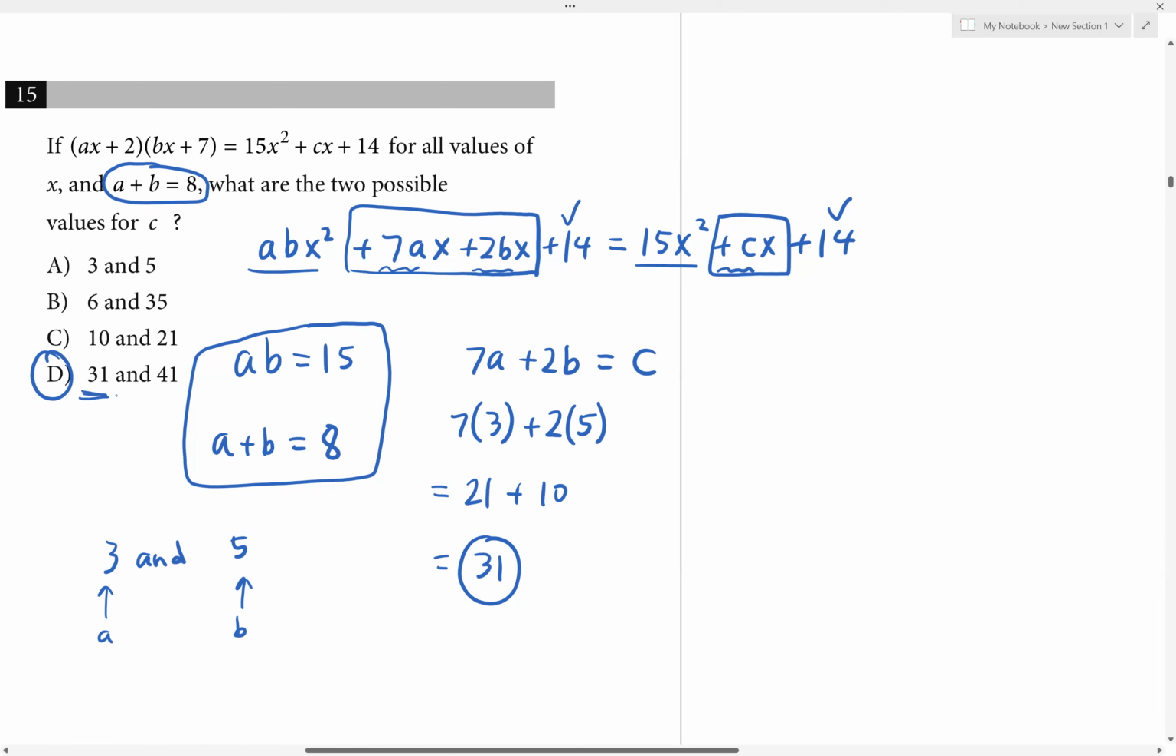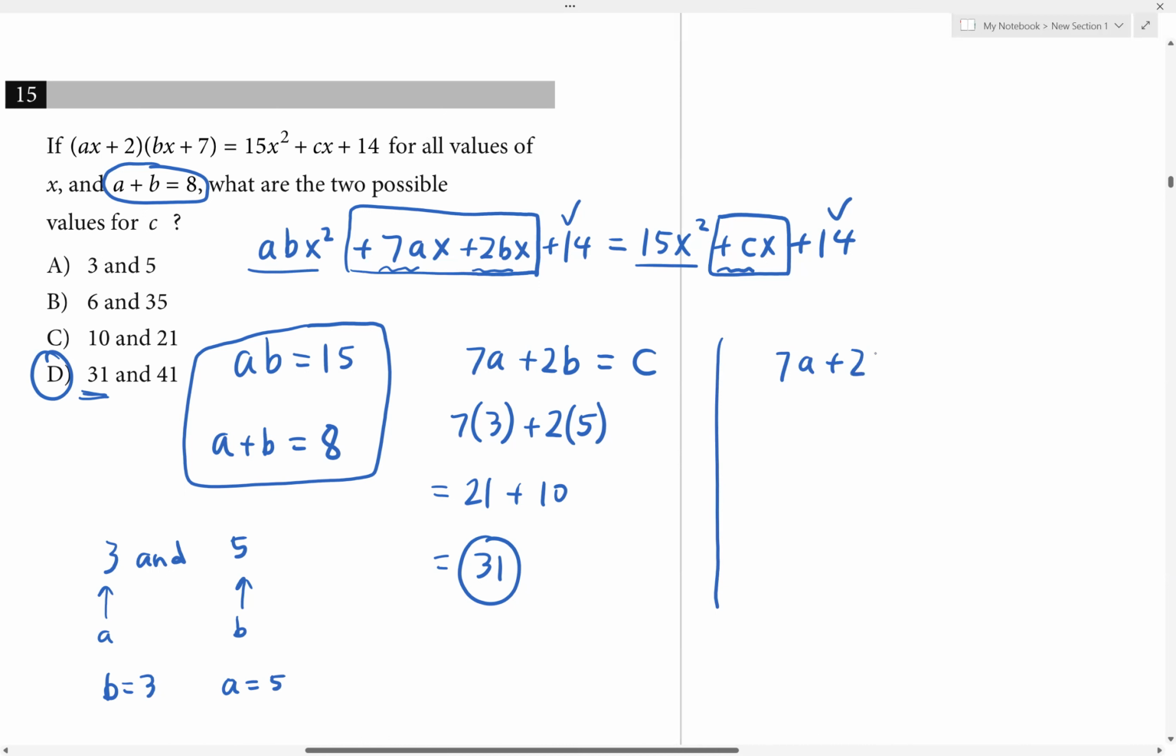But where did they get the 41 from, right? So how can we get 41? Well, if you notice here, we said 3 and 5 could work, but a is not necessarily 3, right? a could be 5 and b could be 3, right? So it's the same two numbers if we switch them. What if b is 3 instead and a equals 5? If that's the case, we plug in and solve, and that's how we get the other number.